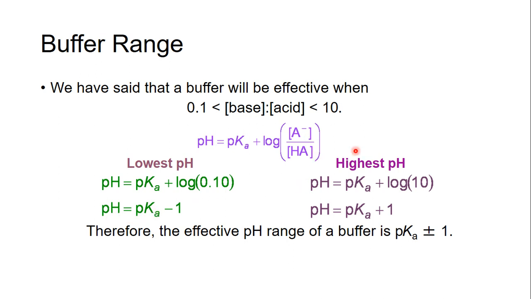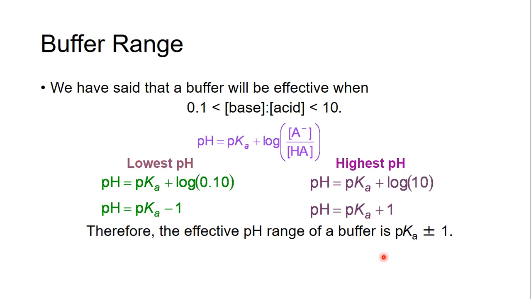How about our maximum range, where we have 10 times as much base as we do acid? Well, that's pH equals pKa plus log of 10. The log of 10 is 1. So the highest pH we can have in our buffer still be useful is pH equals pKa plus 1. So a buffer is only good between a pH of plus or minus 1 of the pKa of your acid.